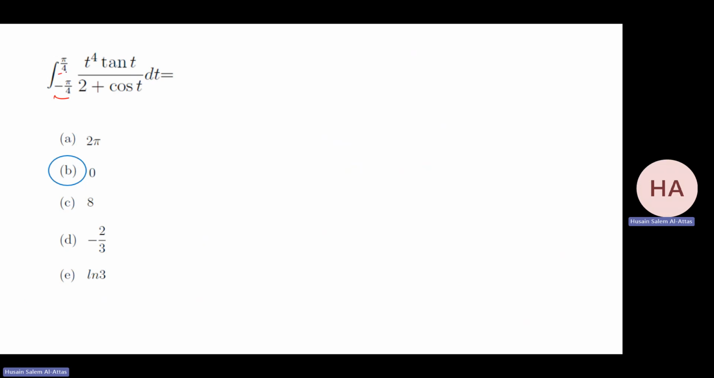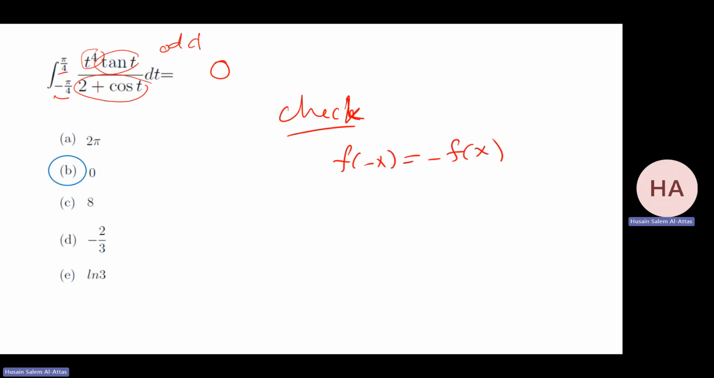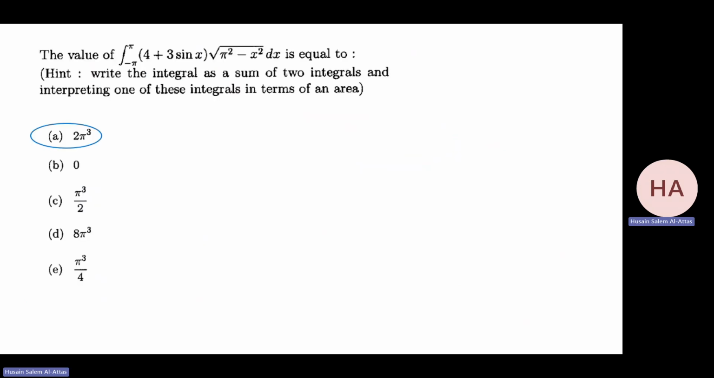Since it's from minus to plus, I need to think about odd and even, and this is very clear. This is even, this is odd, this is even, so this is odd. So the answer is 0. You can check. It's an odd function: f of minus x equals minus f of x. It's easy to check. The value of this is equal to what?